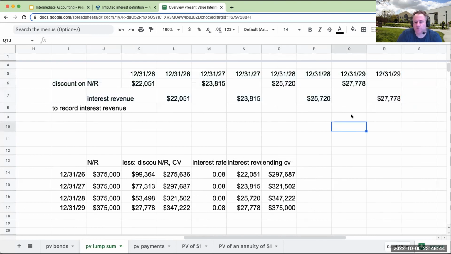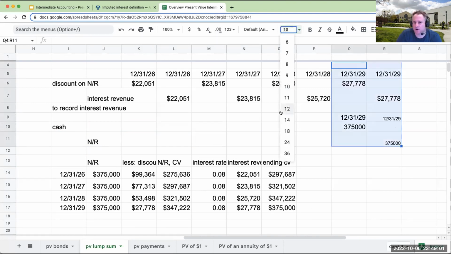Now on 12/31/29, I'm going to have one other journal entry that I'm going to be making. It's going to be a debit to cash, and then I'm going to credit notes receivable. And this is going to be for 375,000 when the full amount of the note is paid off.